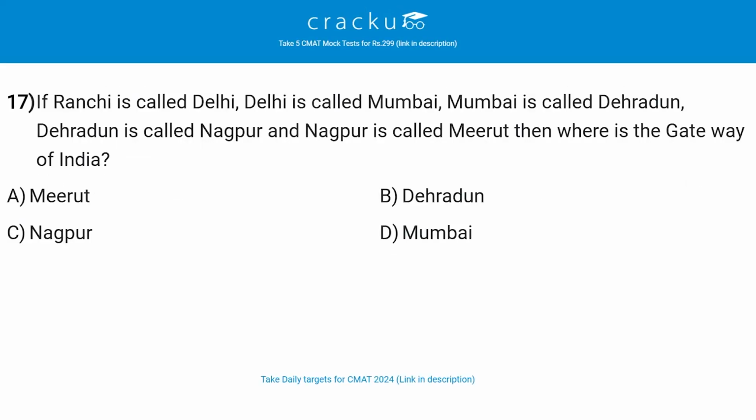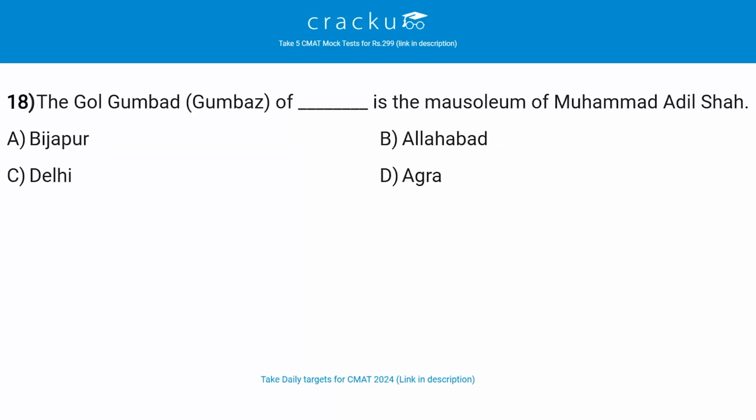Next question. If Ranchi is called Delhi, Delhi is called Mumbai, Mumbai is called Dehradun, Dehradun is called Nagpur and Nagpur is called Meerut, then where is the Gateway of India? The answer is Dehradun. The Gol Gumbad of Bijapur is the mausoleum of Muhammad Adil Shah.